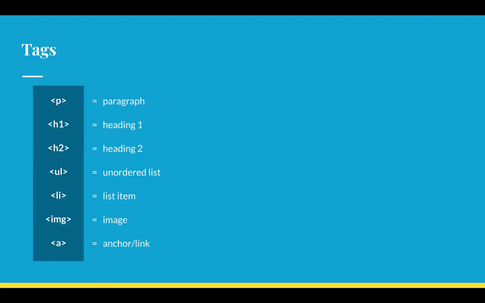HTML elements have tags, what we might call labels, inside of angled brackets. Here are some examples. A paragraph, various levels of headings, unordered lists or bulleted lists, list items, the individual bullet points, an image, or an anchor, what we more commonly think of as a link.